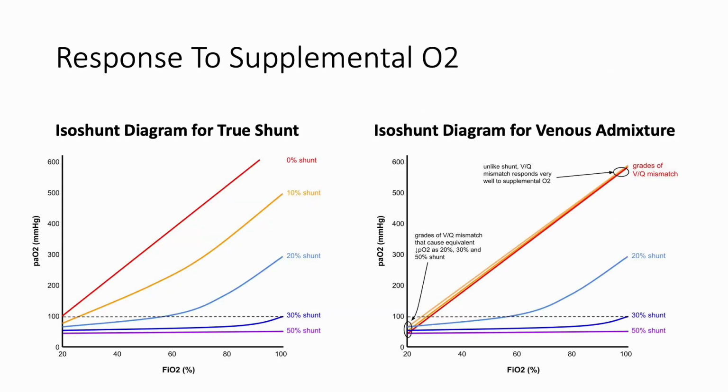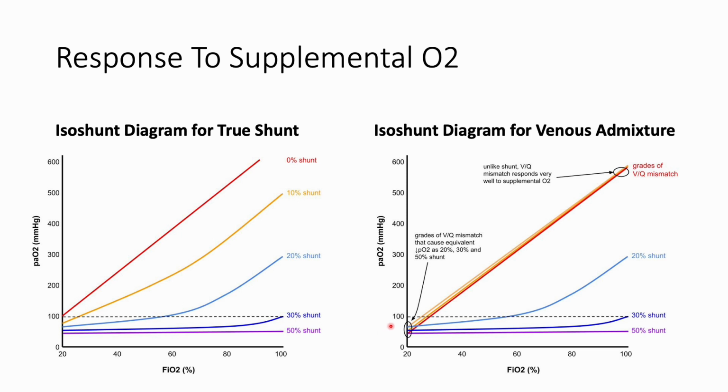Both shunt and VQ mismatch result in an increase in the AA gradient, so we are unable to distinguish between these two mechanisms of hypoxemia on this basis. However, the difference between the two becomes apparent when we look at the response to supplemental oxygen. We have previously discussed why a large shunt, once the shunt fraction exceeds 30%, does not respond to supplemental oxygen.